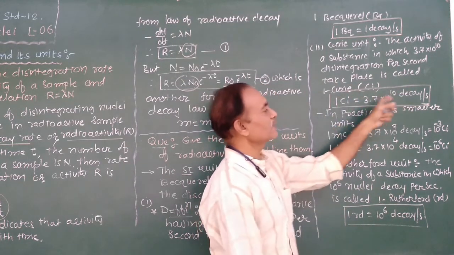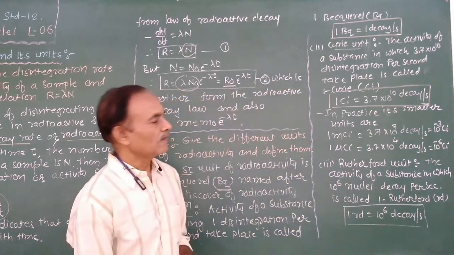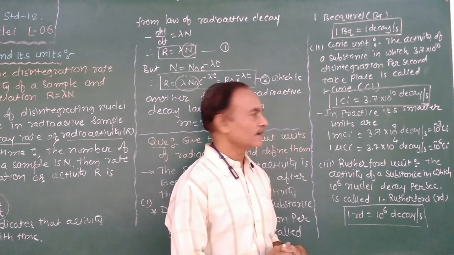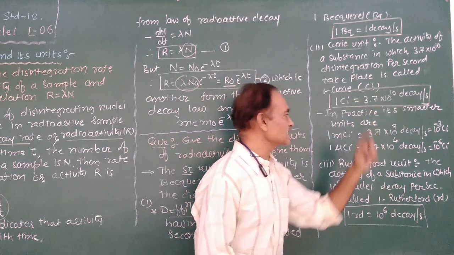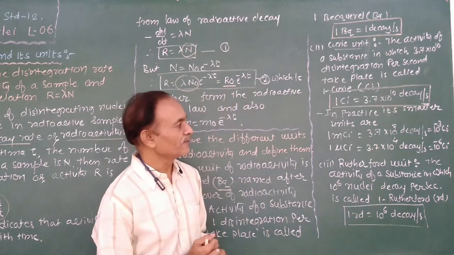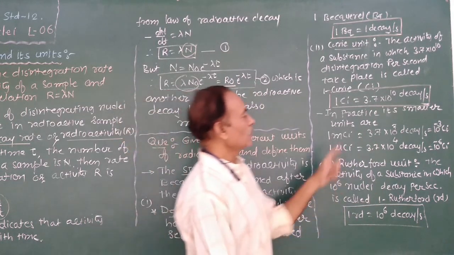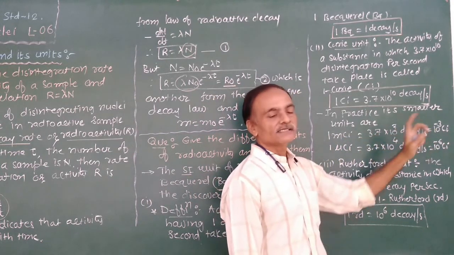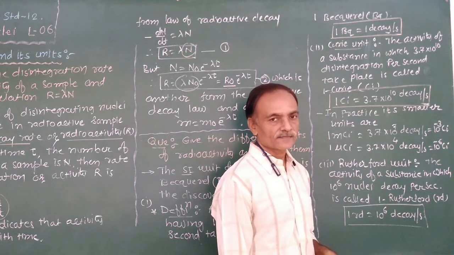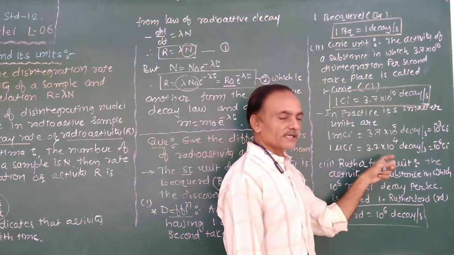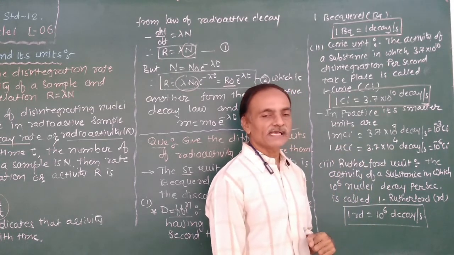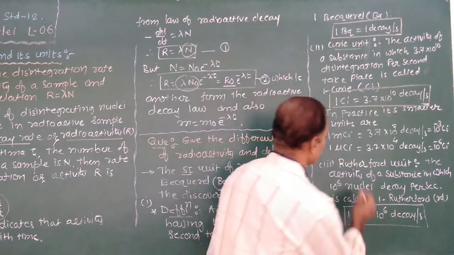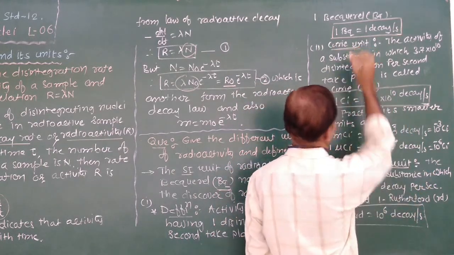There is a relation between the Curie and becquerel. 1 Curie is equal to 3.7 × 10¹⁰ becquerel. In practice, it is a smaller unit. Its smaller units are 1 milliCurie, 3.7 × 10⁷ decay per second, or 10⁻³ Curie. 1 microCurie is equal to 3.7 × 10⁴ decay per second, equal to 10⁻⁶ Curie.